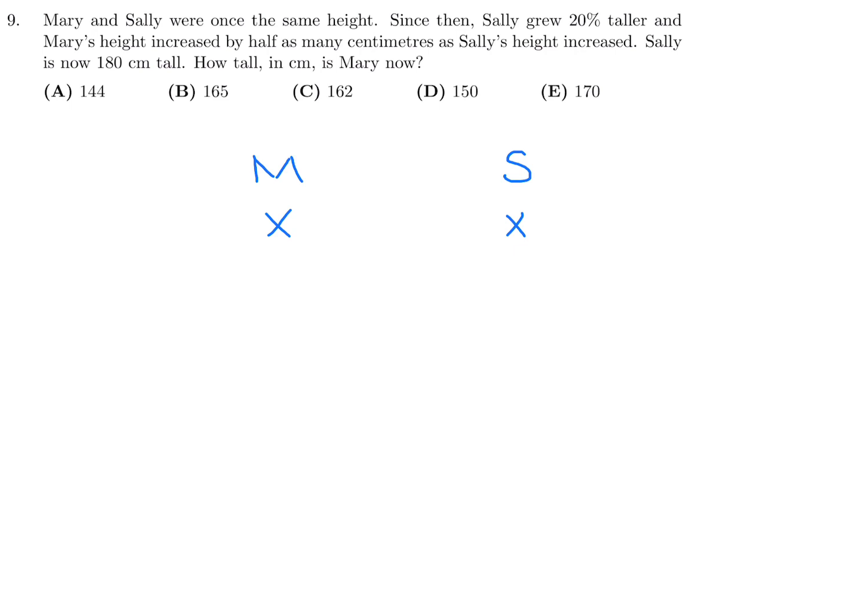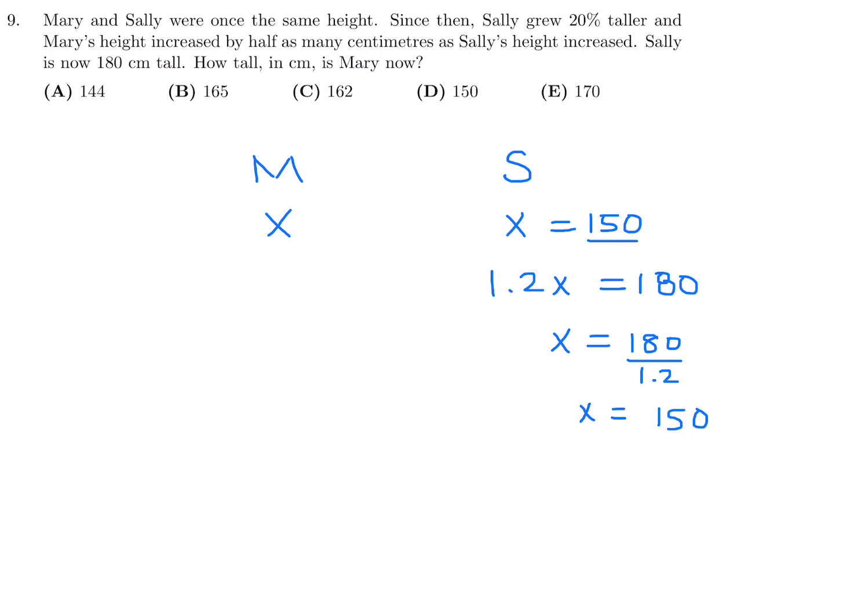So now, Sally increases by 20%. So she goes from x to 1.2x. 20% increase. And they're saying that when this height increase happens, it results in her being 180 centimeters. So we can quickly solve for x. X will be 180 divided by 1.2. So x is equal to 150. So she was 150 centimeters, and then she became 180. So she increased her height by 30 centimeters.